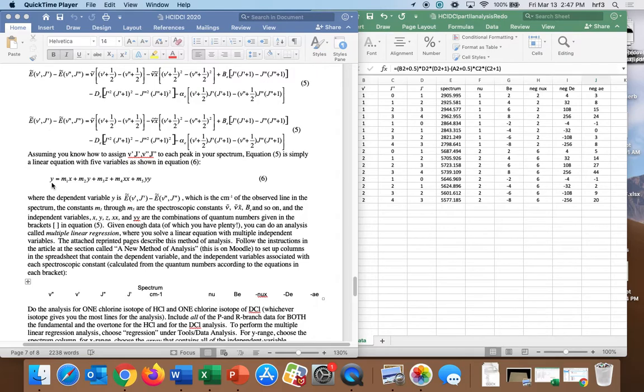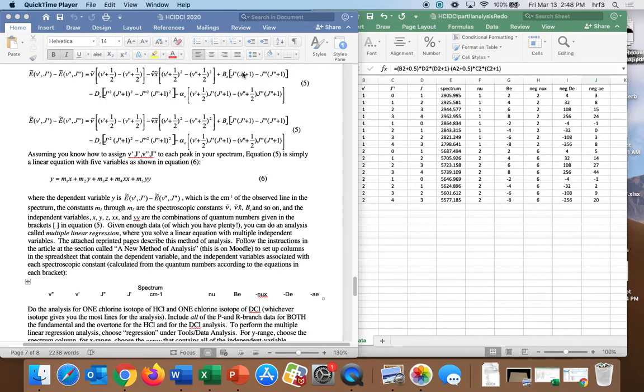Now basically then you have an equation where y is equal to a function of all of these variables. So you have several unknowns, but you also have several equations because the equation applies to every single peak. So what you have to do is set up an Excel spreadsheet where you have all of the actual experimental peak positions, and then all of these coefficients you know because you're just assigning the quantum numbers for the vibrational state and the rotational state.